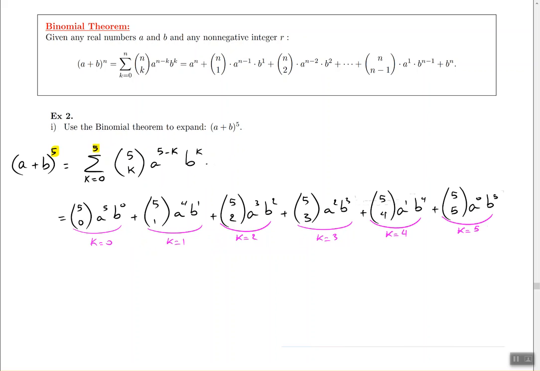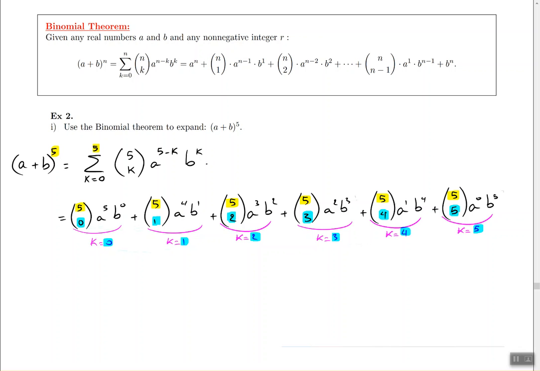Okay, so there's the setup. Again, the numbers on the bottom will always match with your k. That's a quick way to remember it. And the number on top of your choose is always the same. It's always 5 because that's the power of the polynomial. And on the inside, the powers of a and b pretty much alternate. They start with a high, and then a goes down, while at the same time b is going up.